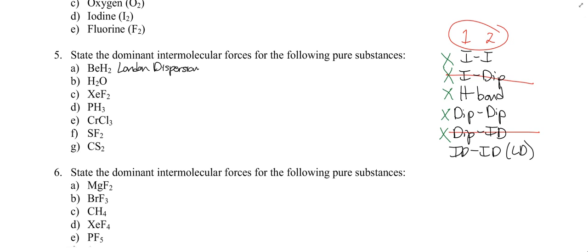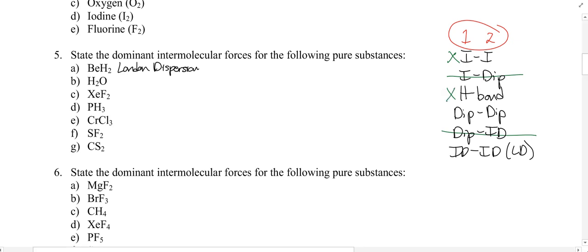Let's do PH3. I'm going to erase these so we can go back through them. What can we automatically rule out? Well, if I'm only given one molecule, it can't be ion-dipole and it can't be dipole-induced dipole. All right, so is PH3 ionic or covalent? It is covalent, so it cannot be ion-ion. Can't be ion-dipole. Are there any FH, OH, or NH bonds in it? No. Then it can't be hydrogen bonding.